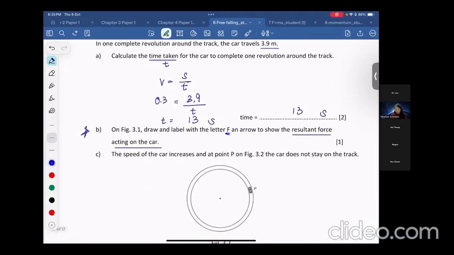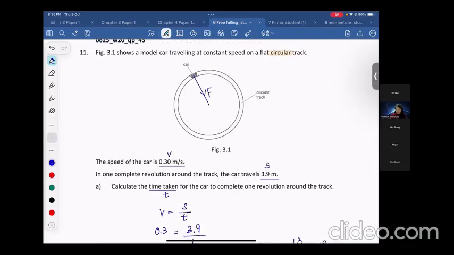Read the question carefully. Draw and label with the letter F. Teacher, can I label like this? My answer is no. It already mentioned F. So you don't label other things. You don't label centripetal force FC. No. Okay, label F. That's all. Settle the problem. Okay, is it okay, dear?